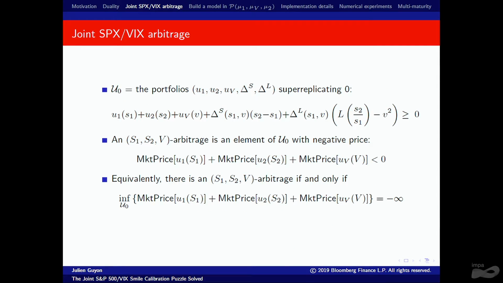Okay, so what do I call an arbitrage, a joint S&P and VIX arbitrage? Remember, the portfolios that super replicate F in general were denoted by U_F. So here it's just U_0, a portfolio that super replicates 0. And I say that I have an arbitrage if I have a portfolio like this, super replicating 0, but that has strictly negative price. And equivalently, because you can scale the portfolio, that corresponds to the infimum over all the U_0 being minus infinity.